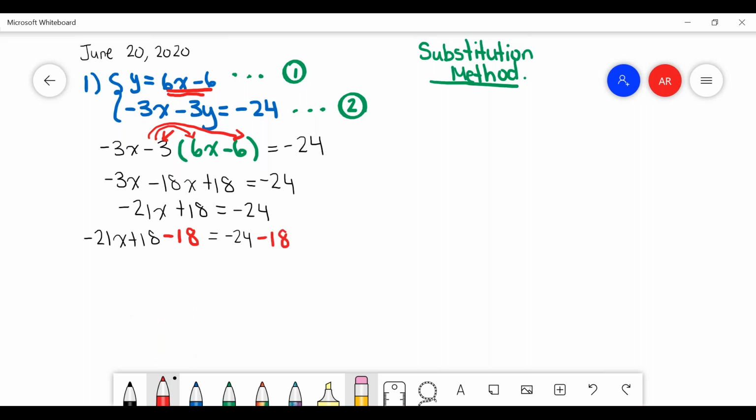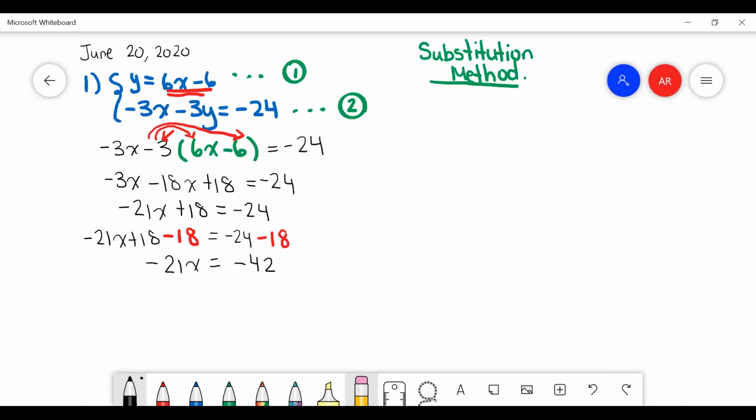I have subtracted 18 on both sides. So looking at the left side here, we have negative 21x plus 18 minus 18. 18 and 18 cancel out. So we are just left with negative 21x on the left side. And then we have minus 24 minus 18 on the right side. And just adding those and combining those, we have negative 42.